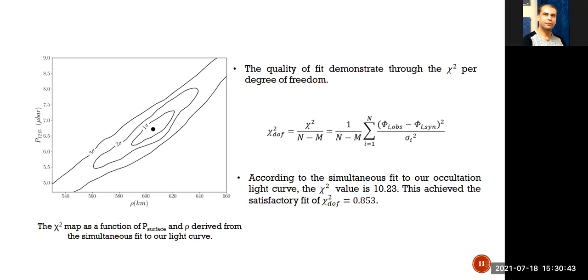The chi-square value of the best fit is 10.23 with 19 degrees of freedom, 24 data points, and 12 free parameters, which indicates a satisfactory fit, with chi-square per degree of freedom (DOF) of 0.853.